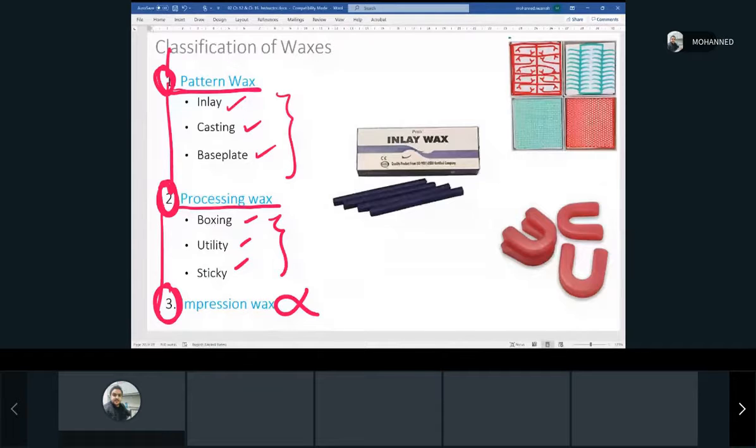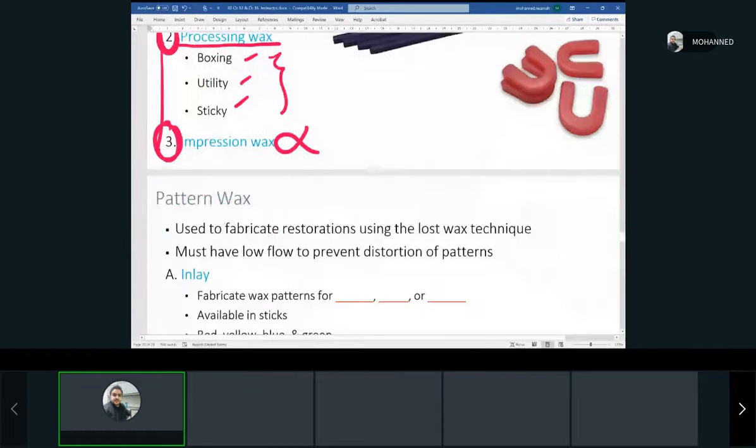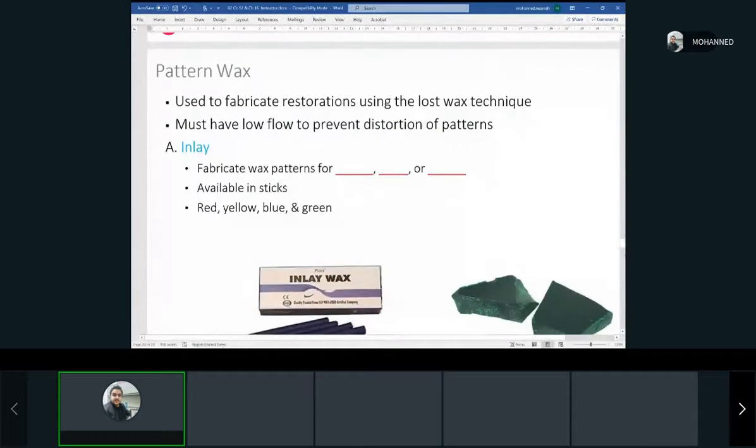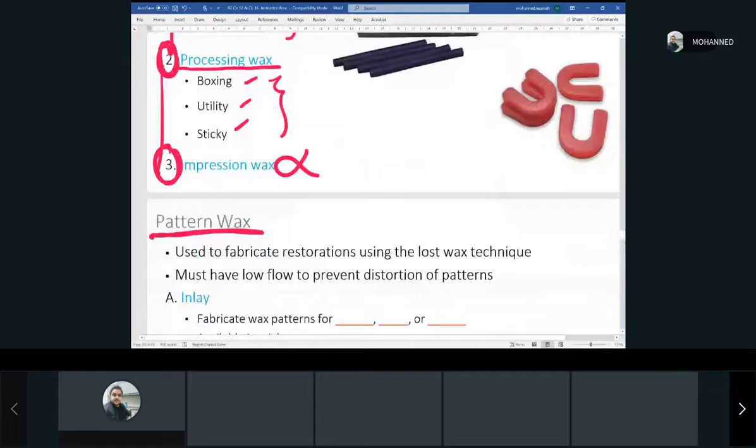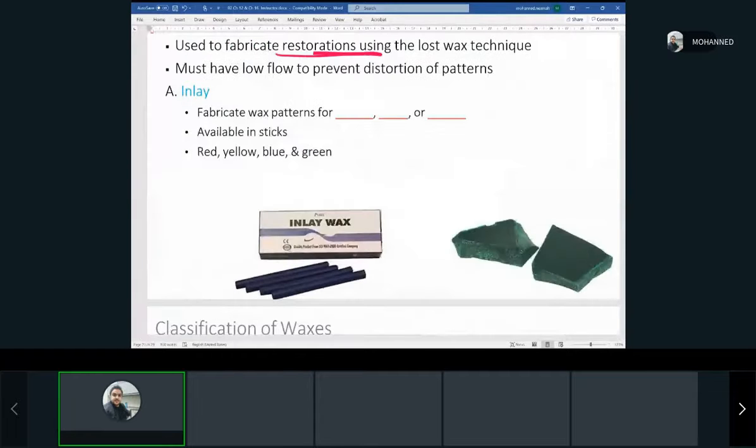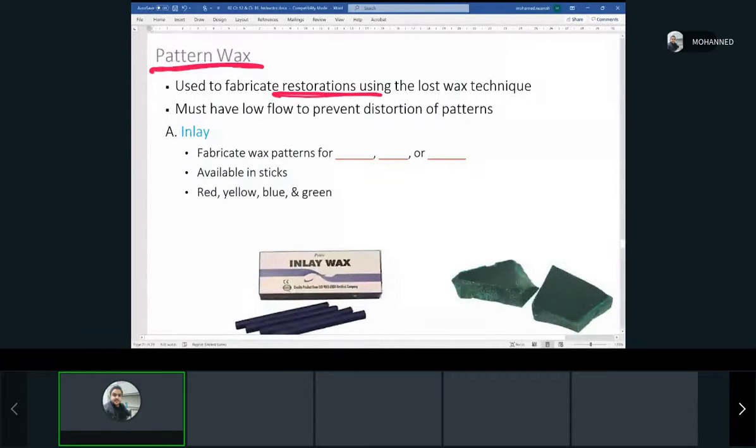Okay. Moving on. So now we're going to talk about each one of these. We have, again, pattern wax, which we said has three types in it: inlay, casting, and base plate. It is used to fabricate restorations, as I said, and it must have a flow.